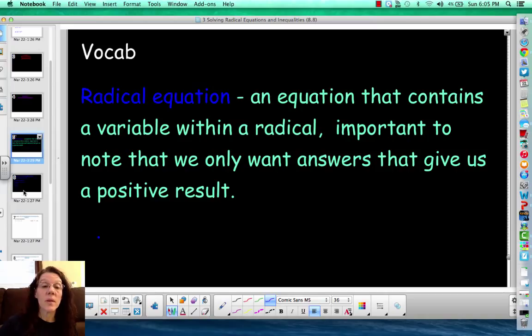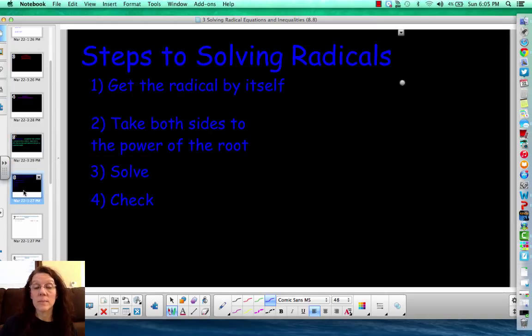We have some steps that we need to follow to solving these. The first step is to get the radical all by itself. That is extremely important. If you forget this step, you're going to make mistakes when you're solving these problems. Then, once you have the radical all by itself, you want to take both sides to the power of the root. In other words, you want to get rid of the radical.